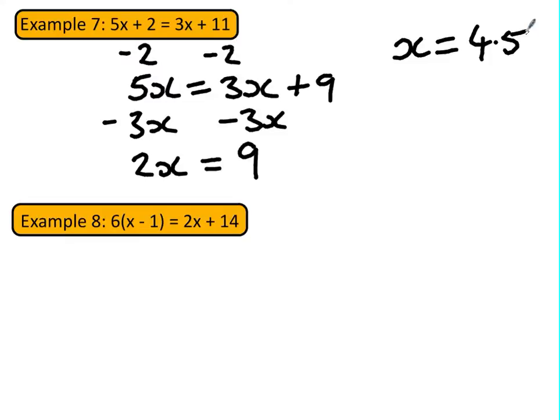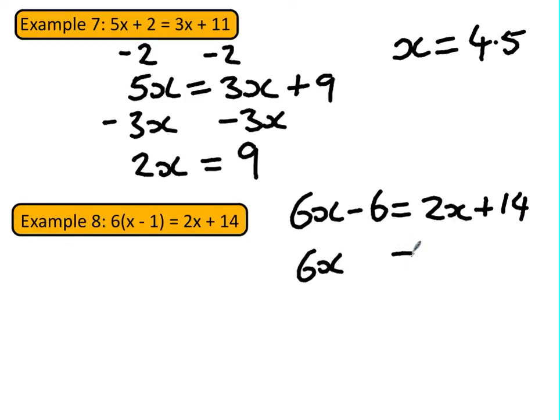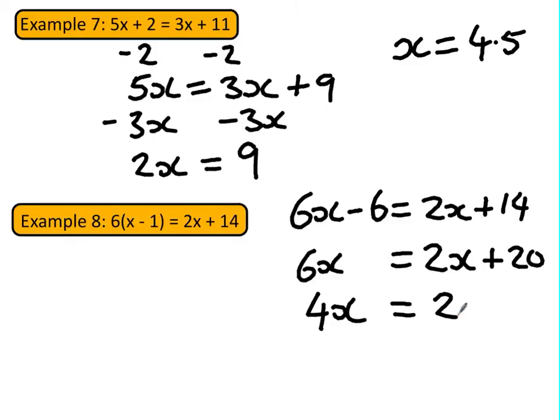In example 8, the first thing to do is to expand the brackets. So we'll have 6x minus 6 is equal to 2x plus 14. Now we can bring the numbers together by adding 6 to both sides. That'll leave us with 6x on the left. On the right, we'll have 2x plus 20. Now we can bring the x's together by taking 2x from both sides. So that'll leave us with 4x on the left and just the 20 on the right. Now we can just divide by 4, giving us the solution, which is x is equal to 5.